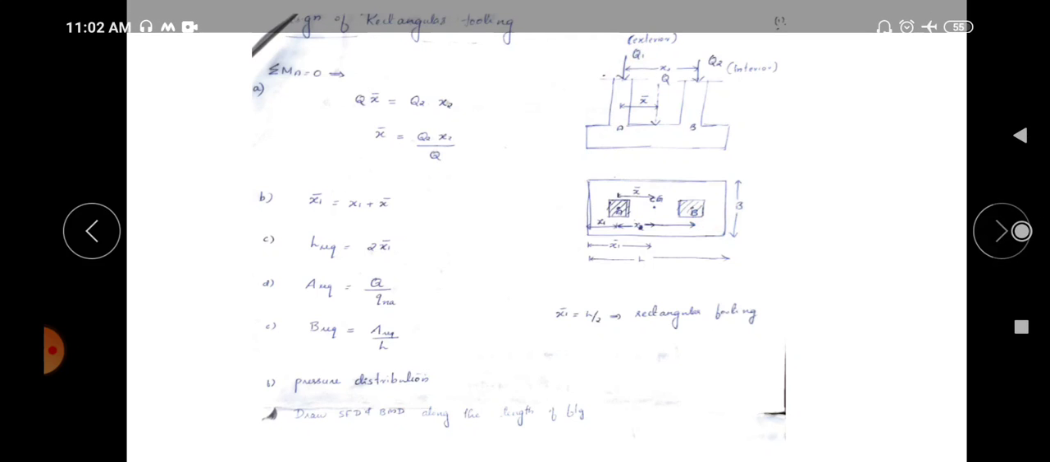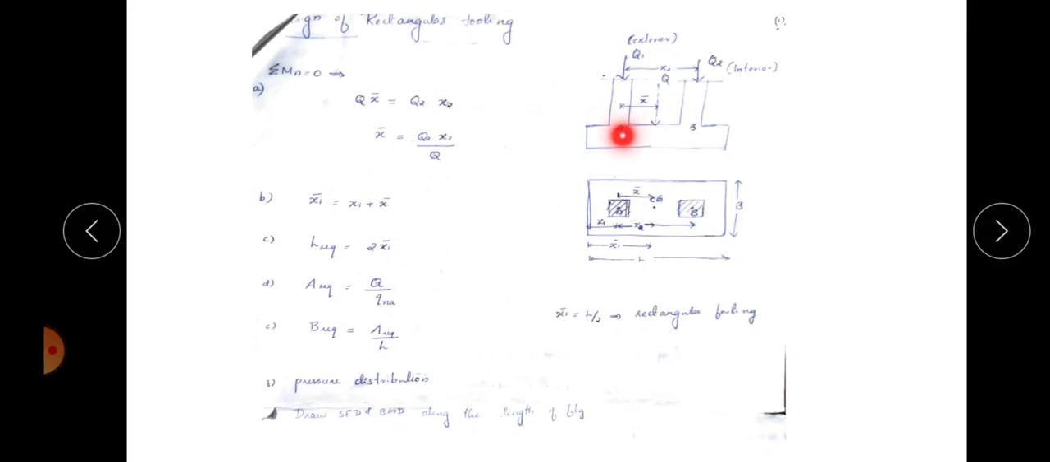In the plan, this is the first column A, the second column B, and we can look at the distances marked. x bar is the distance between the center of the first column and the total load, that is, between Q1 and Q. It is also marked here. So x bar is the distance between the first column and the center of gravity.